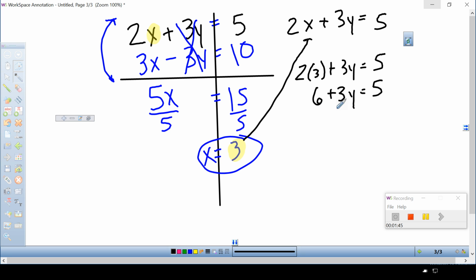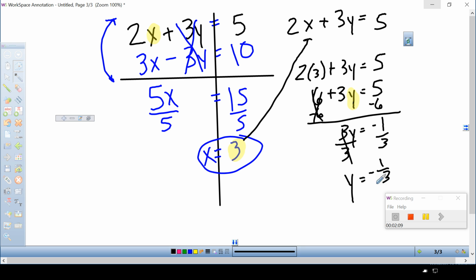Now I have to get y by itself. I'm still trying to get the variable alone. So in order to do that, I'm going to subtract 6 from both sides. These cancel out, so I have 3y is equal to negative 1. Now I divide both sides by 3, and y equals negative 1/3.